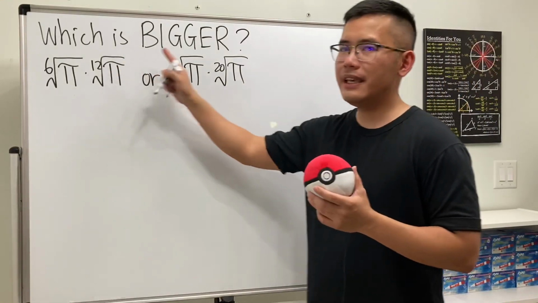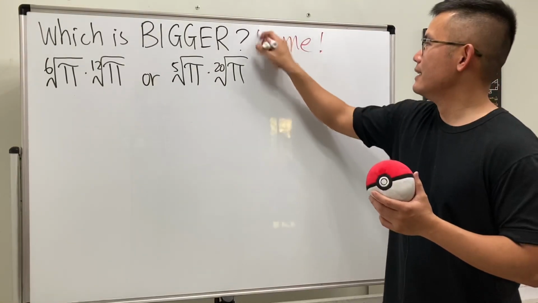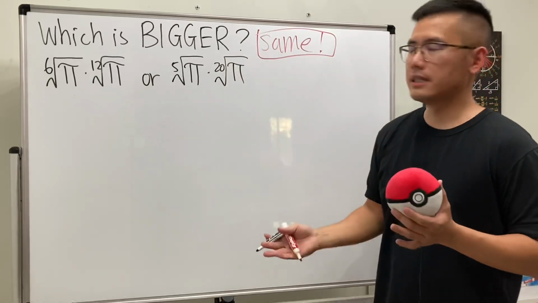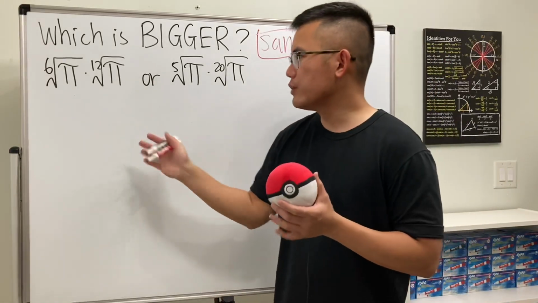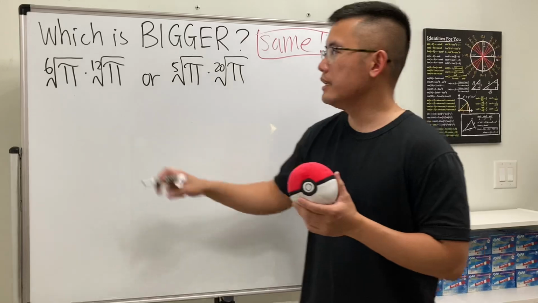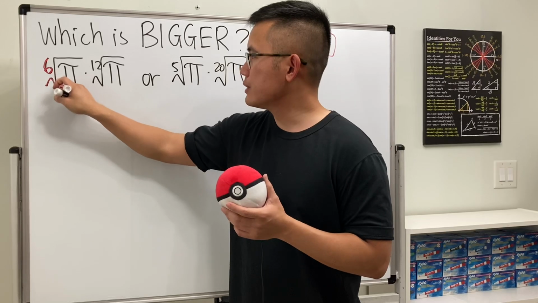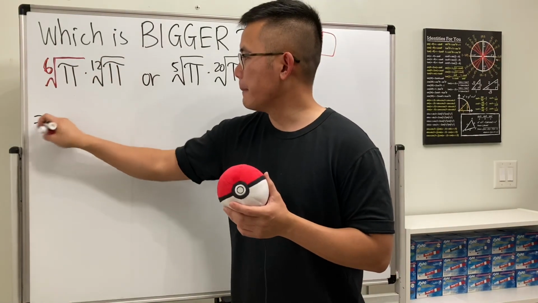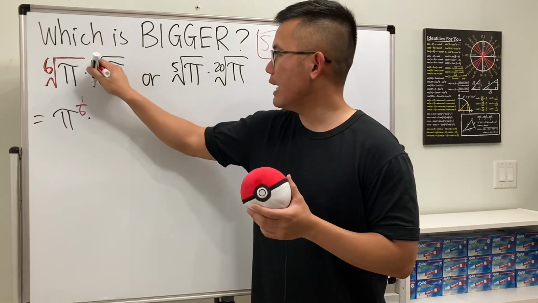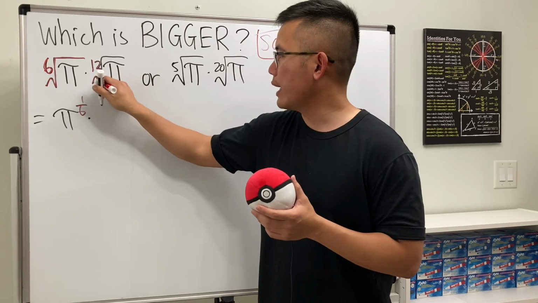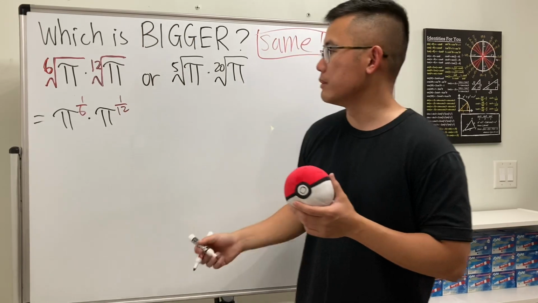In fact, they are the same. Alright, so now let's see it. First off, you see that the base is just pi. The best way to take care of this kind of radical expression is to rewrite the radical forms into exponent form. So, for example, the 6th root of pi, we can look at this as pi raised to the 1 over 6 power. And for the other one, here we have the 12th root, so we are going to rewrite this as pi raised to the 1 over 12 power.